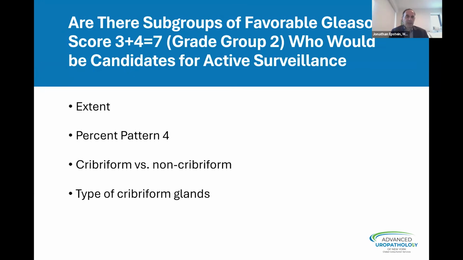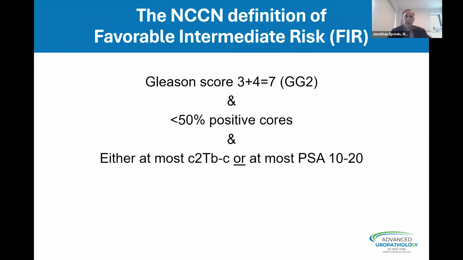And you try to look at all the parameters you have: the extent of cancer, the percent of Gleason pattern 4, the nature of the Gleason pattern 4, is that cribriform pattern versus a non-cribriform. And then even if it's cribriform, there's different types of cribriform. So let me break some of these down. The National Comprehensive Cancer Network, which is a group that makes recommendations that many institutions follow in the United States, has used the term favorable intermediate risk. What they define as favorable intermediate risk is that it's a 3 + 4 = 7, grade group 2, less than half of the cores are positive, and then either the rectal exam is not that bad or your PSA is not that high, either one of them.